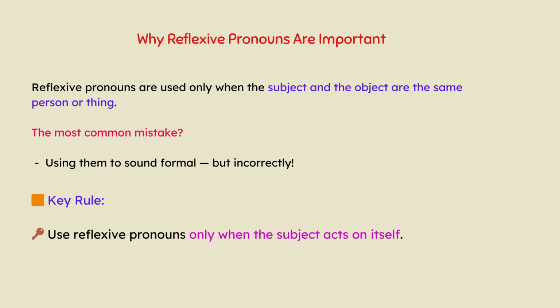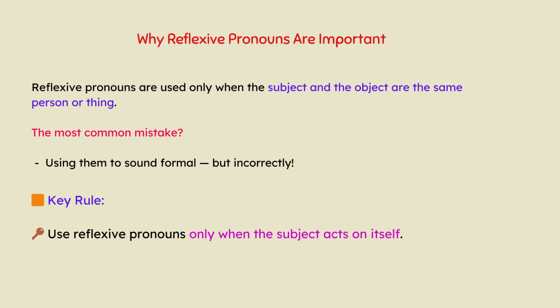Let's talk about why reflexive pronouns matter. Reflexive pronouns are special. We only use them when the subject and the object are the same person or thing. For example, I hurt myself. Here, I did something to myself.